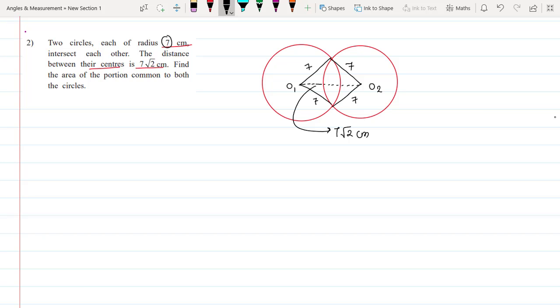Now find the area of the portion common to both circles. Which is the area common to both circles? This part is common to both circles, and we want to find the area of this part. How will you find the area of this part? Can you suggest a good approach? Let's name this point A, and this point B.